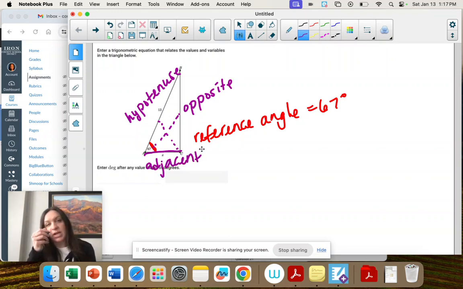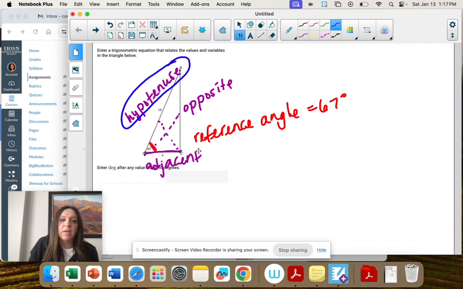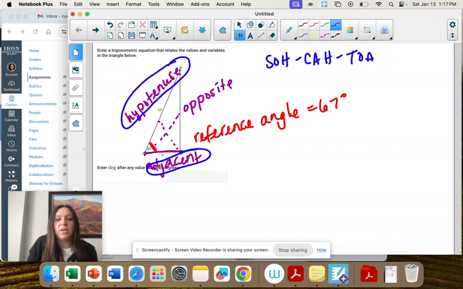So we want to write an equation based on what we know. So we know the hypotenuse and we know the adjacent. So if we're looking at sine, cosine, or tangent, which one has adjacent and hypotenuse? Cosine. That's the equation we're going to use.